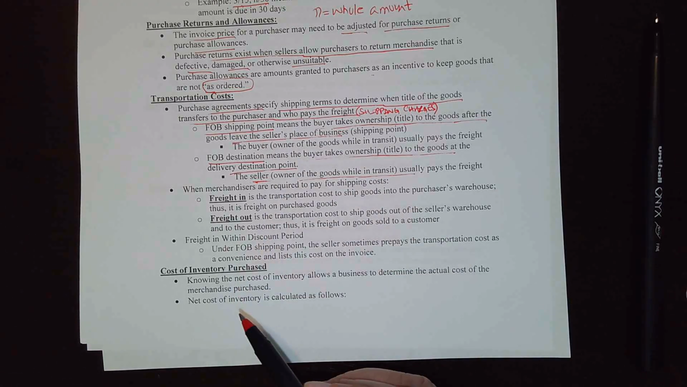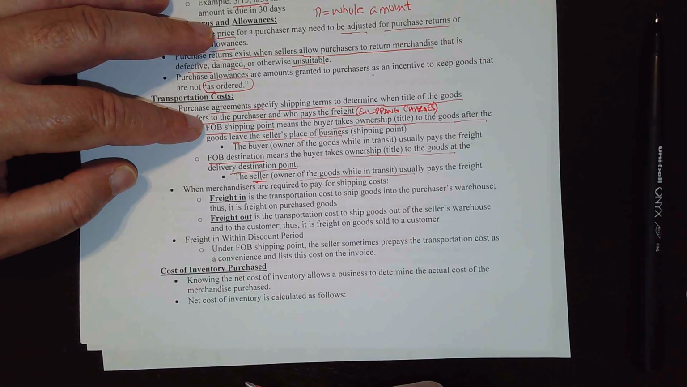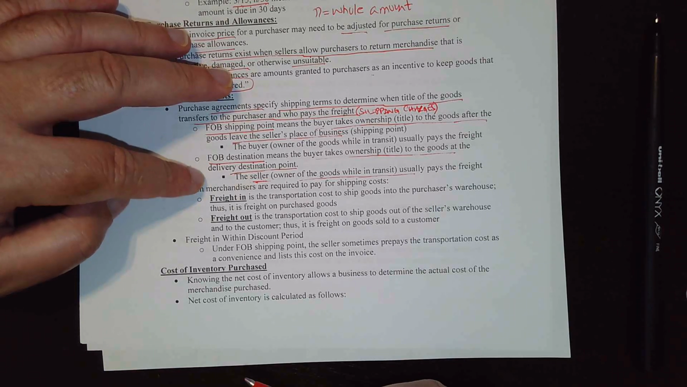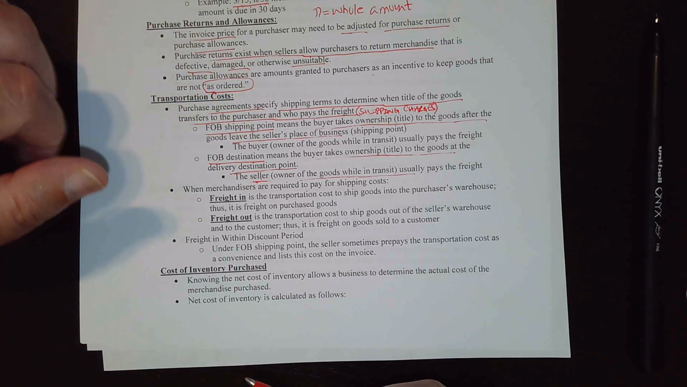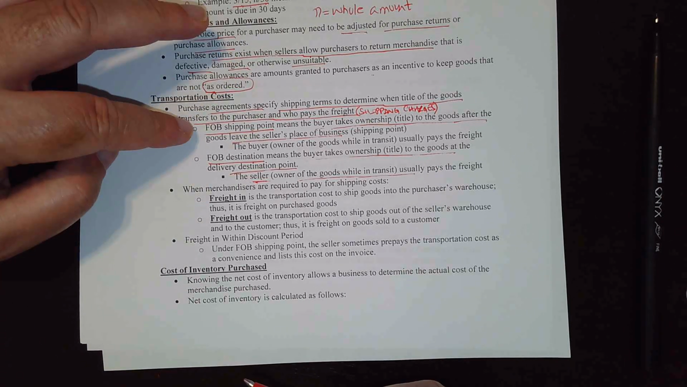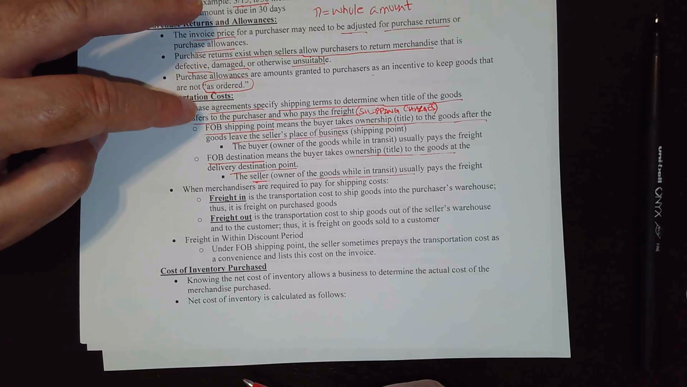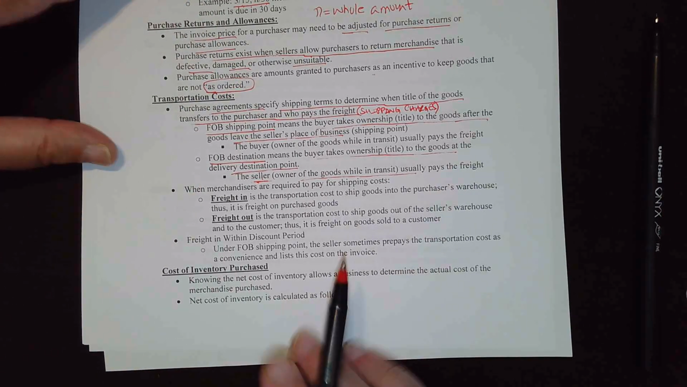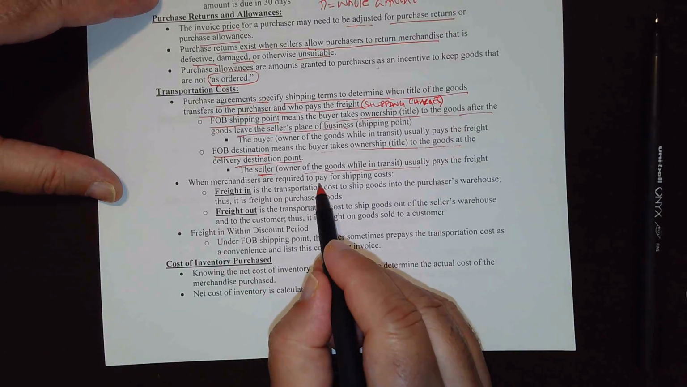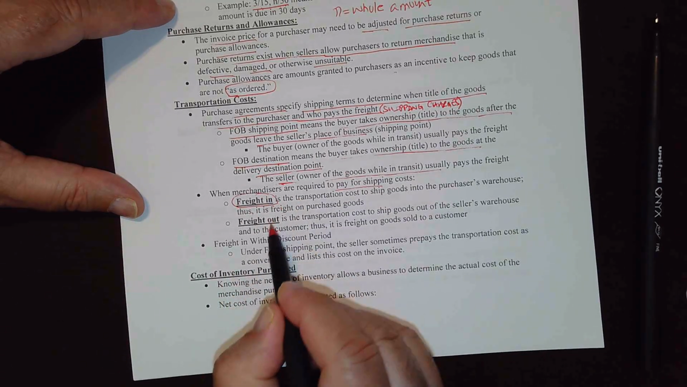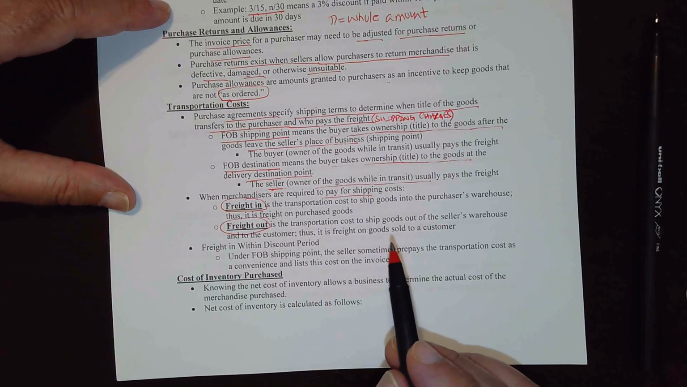So you have to keep in mind the distinction between FOB shipping point and FOB destination, because there will be questions that you need to solve in your homework, quizzes and exam that will require you to understand FOB shipping and FOB destination. Okay. When merchandise is required to pay for shipping, there are two costs, freight in and freight out. You need to know this also.